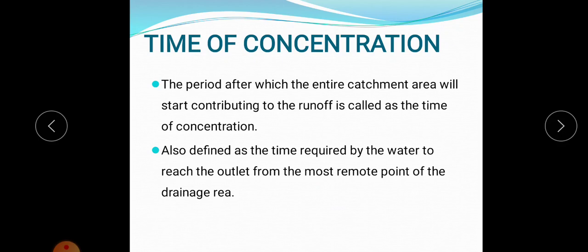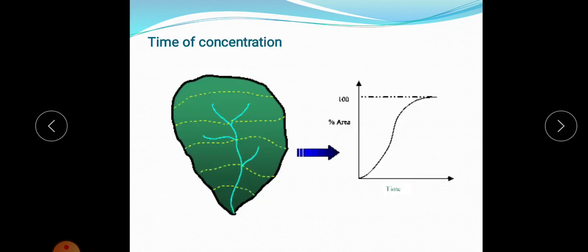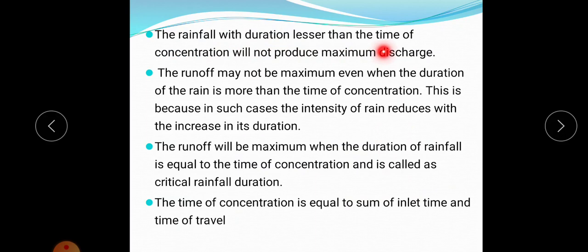Okay, so that is known as time of concentration. And the rainfall with a duration lesser than the time of concentration will not produce maximum discharge. അതായത് ടൈം ഓഫ് കോൺസെൻട്രേഷൻ, ഇതാണ് ടൈം ഓഫ് കോൺസെൻട്രേഷൻ, മാക്സിമം ഡിസ്ചാർജിന് എടുക്കുന്ന ടൈമാണ് ടൈം ഓഫ് കോൺസെൻട്രേഷൻ. അപ്പോൾ ടൈം ഓഫ് കോൺസെൻട്രേഷനിലും കുറവാണെങ്കിൽ ഡിസ്ചാർജ് മാക്സിമം ആയിരിക്കില്ല. The rainfall with a duration less than time of concentration will not produce maximum discharge.